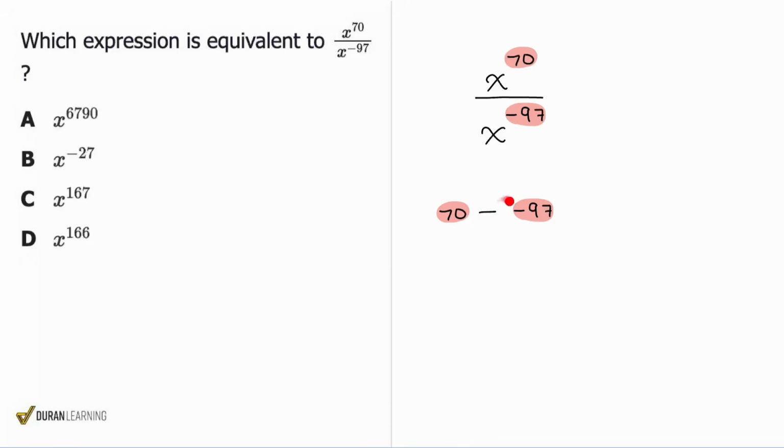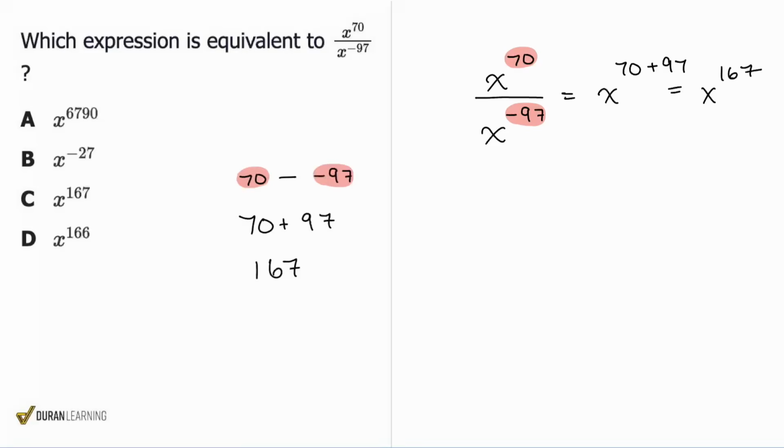So when we see that, remember everybody, a double negative becomes addition, becomes a positive. And so with that, this turns into 70 plus 97. 70 plus 97 is 167. So this becomes x to the power of 70 minus negative, which is plus, making it x to the power of 167.